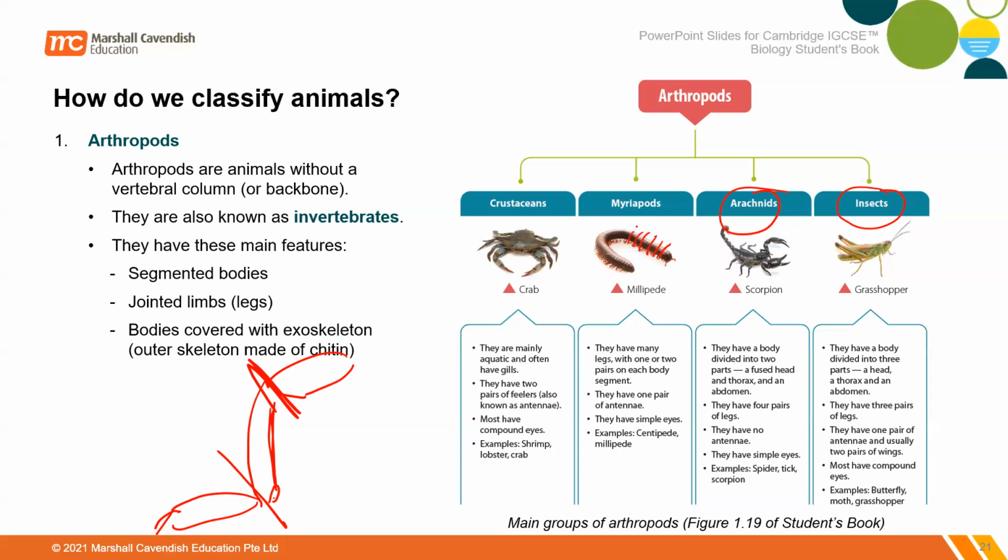For scorpions, or the arachnids, such as a spider, tick, scorpion, they have a body divided into cephalothorax and abdomen. Cephalothorax is the head and thorax together, with an abdomen. They have 4 pairs of legs. They have no antennae and simple eyes.